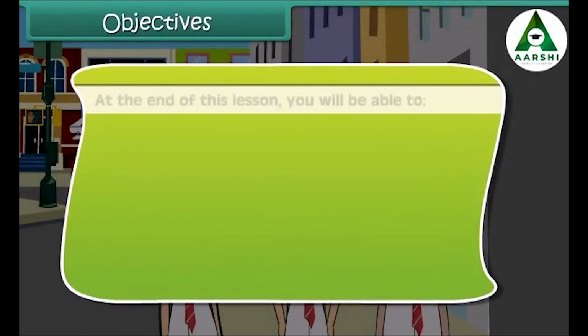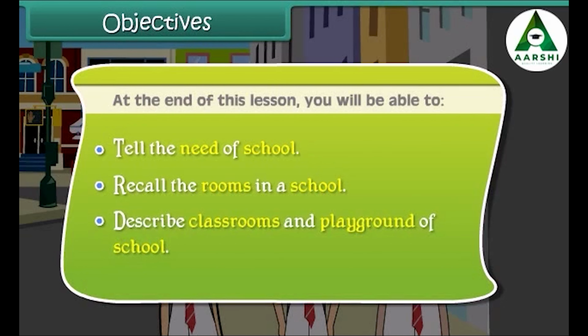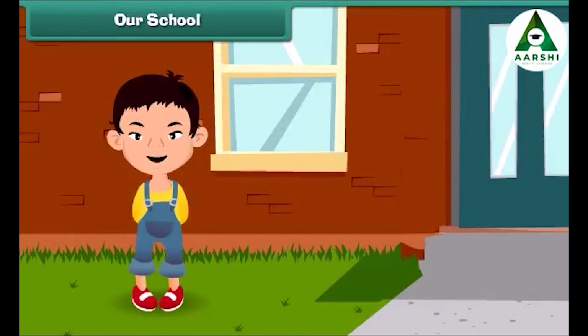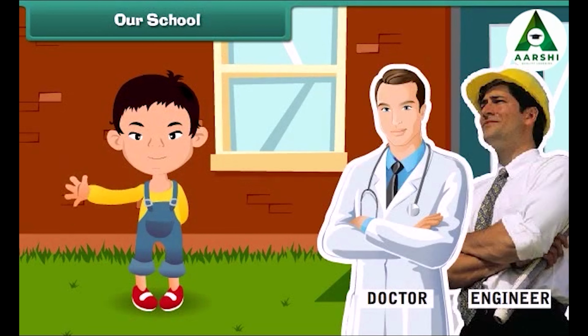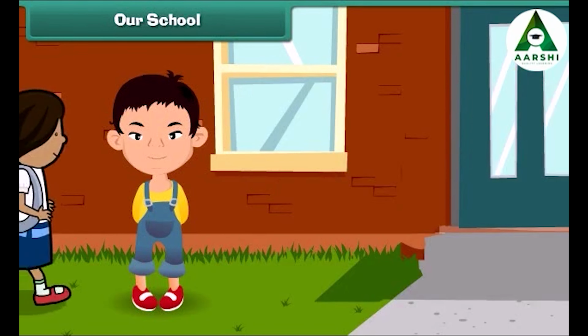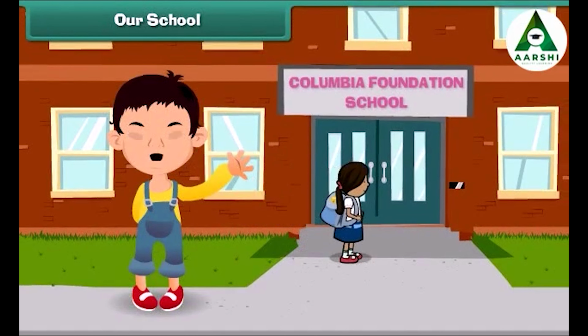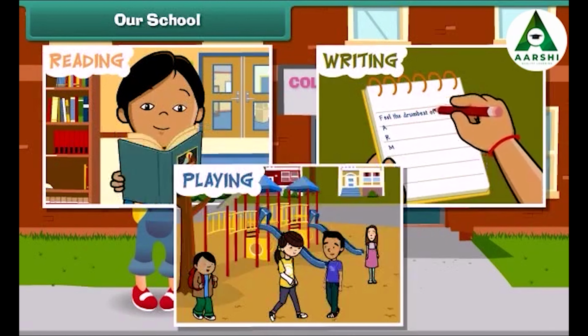Objectives. At the end of this lesson, you will be able to tell the need of school, recall the rooms in a school, describe classrooms and playground of school. What do you wish to become when you grow up? A doctor, an engineer, a lawyer, or a teacher? For this, you need to go to school daily. A school is a place where you learn to read, write, and play.